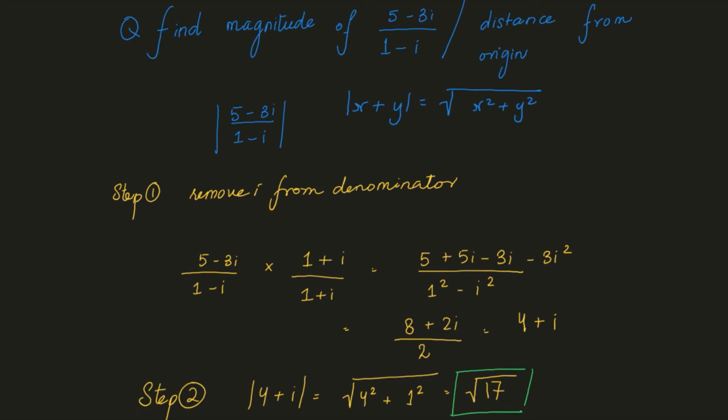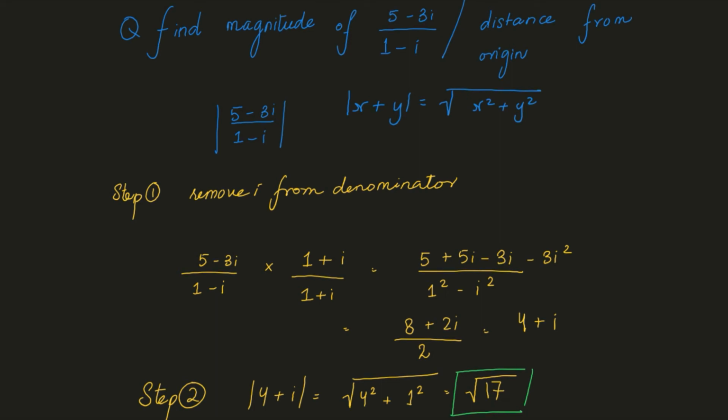First things first, if we have i in the denominator, we're going to remove i from the denominator. So again, take the conjugate. In the denominator, we have 1 minus i, so the conjugate of that is 1 plus i. So 1 plus i over 1 plus i, and you're multiplying this with the original expression.